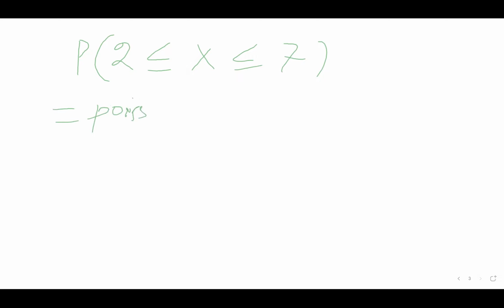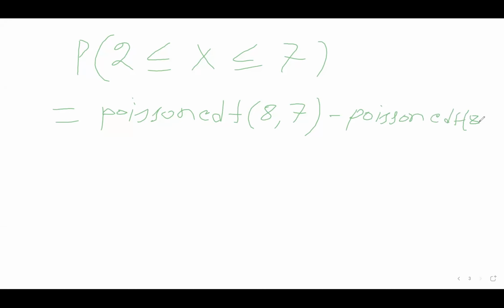Sorry, you have to use Poisson CDF. 8 is the mean, and this is 7. Minus. If you use this function, that means you are finding the probability from 0 to 7, but we need from 2 to 7, not 0 to 7. So you have to subtract 0 and 1. How can we subtract 0 and 1? This is also Poisson CDF 8, 1.